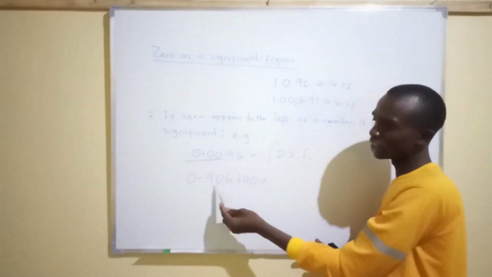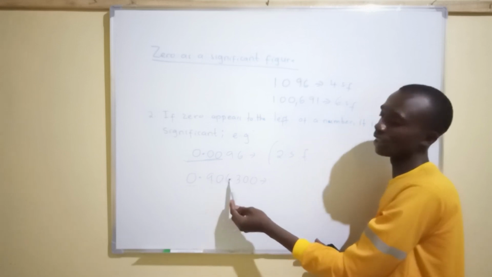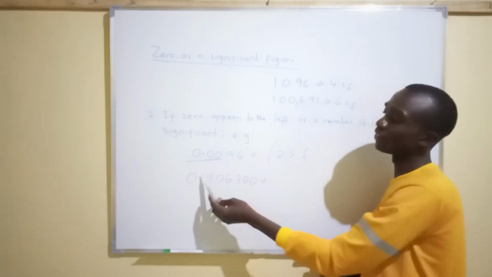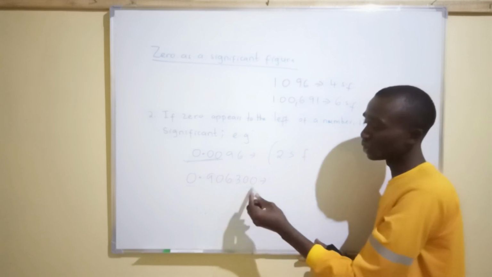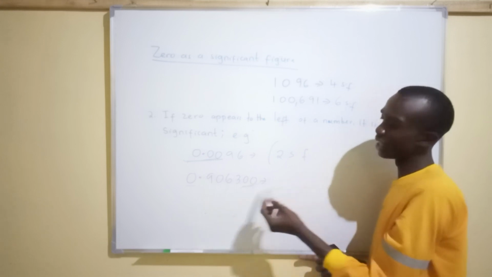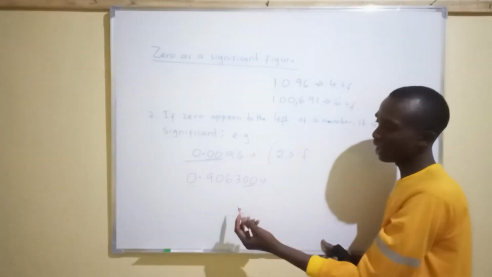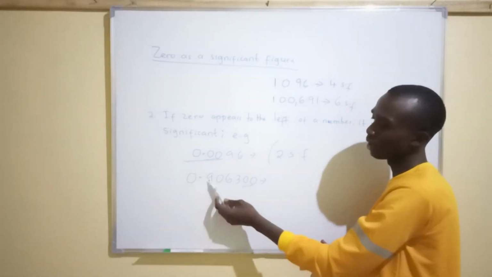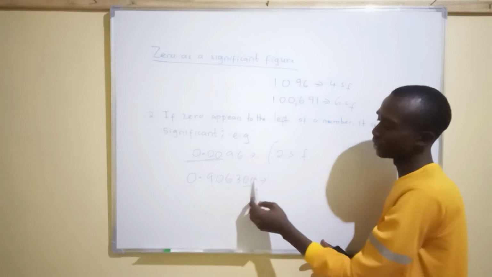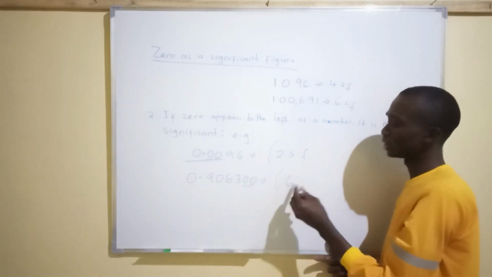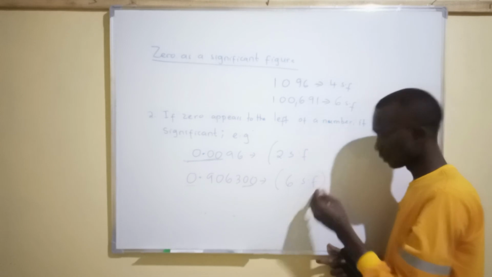Now the second 0 is in between, so it is counted as significant. The last 2 zeros are after the decimal point. These last 2 zeros are also significant, because they are after the decimal point and after a non-zero digit. So how many do we have? The first 0 is not significant. First, second, third, fourth, fifth, sixth. So this one is correct to 6 significant figures.